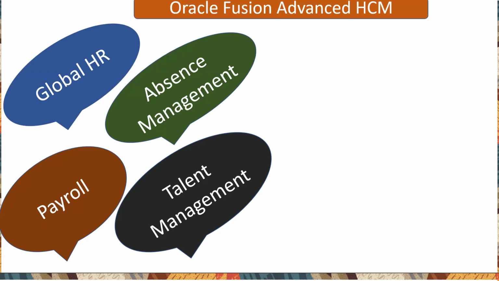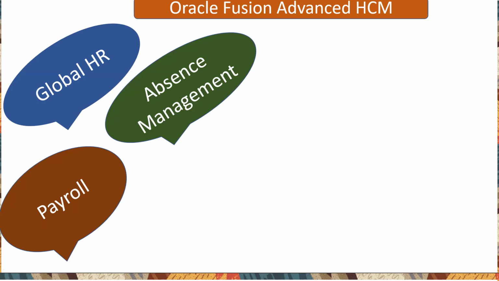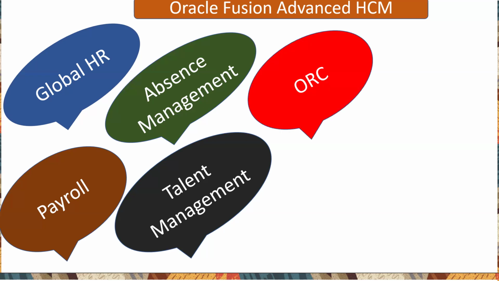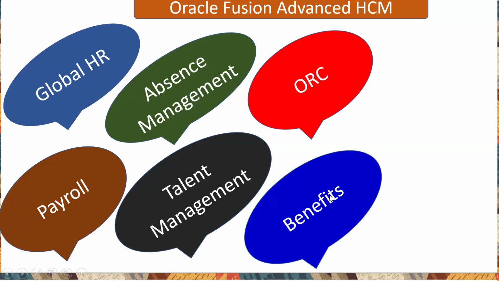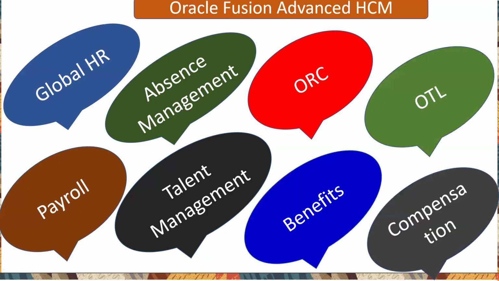Okay. So now clients of the last 6-7 years, whoever has implemented all these 4 modules, they feel that yes, it's a comfortable product, has got a lot of features and everything is fine. It's got stabilized. Now they started extending their product. That's why a lot of companies are expecting. So not only these 4 modules, we are looking for other modules also: ORC, benefits, OTL, and compensation. So that's how it will work here.